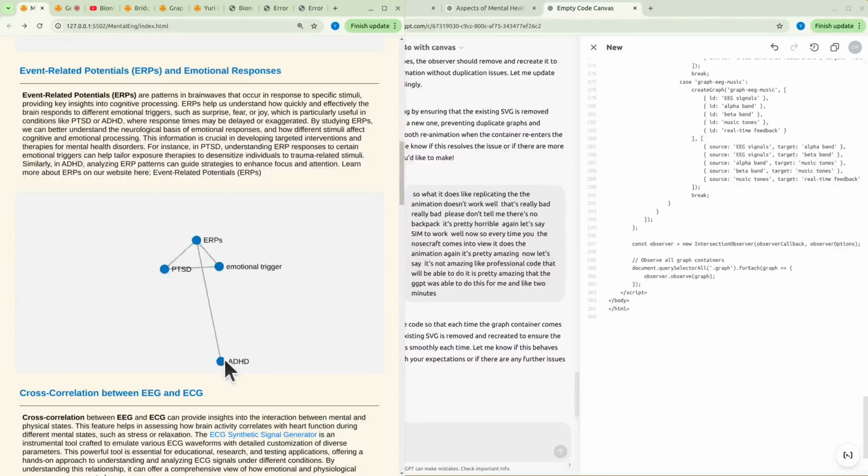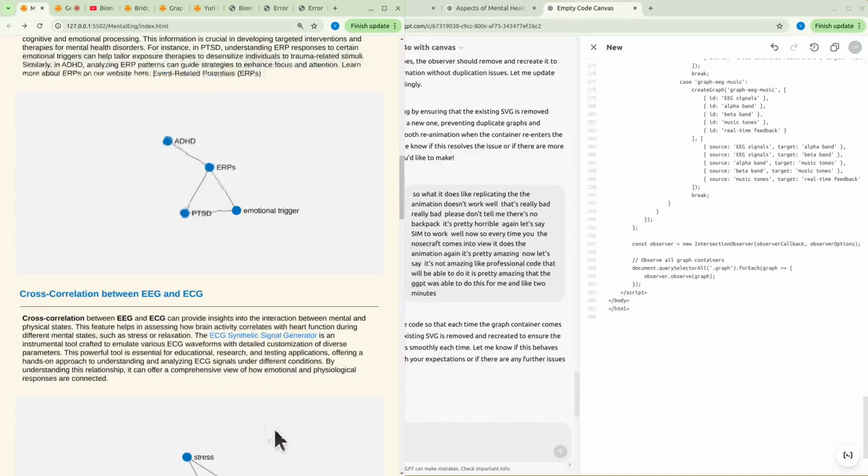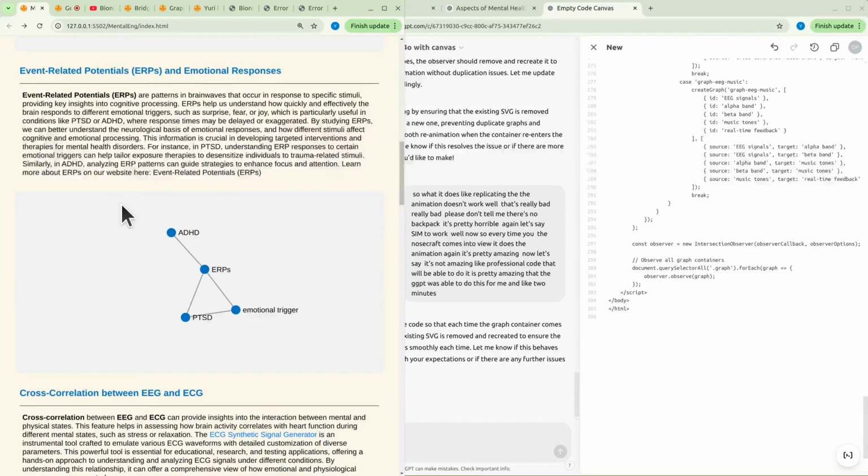Oh, by the way, I haven't checked if you change the knowledge graph to look like this and then you scroll back to it. Yeah, it goes back to what it was originally.